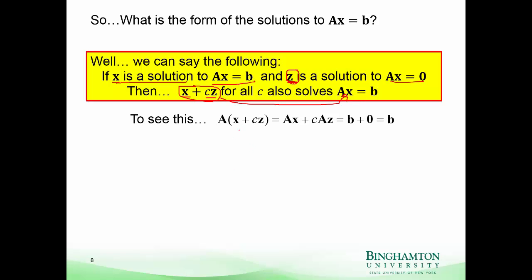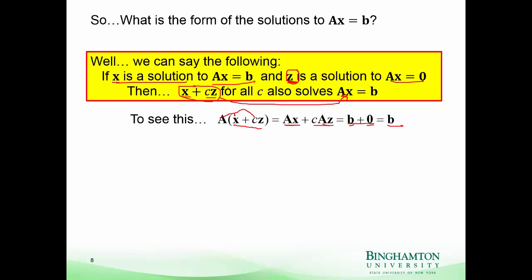Well, to check it, put it in and see if we get B out. So we put in X plus CZ. We can now pass the A through, and we can pull the C out in front of that as well. So we get A times X, and we get C times AZ. But hey, AX, we know X was a solution, so that gives us B. And AZ gave us 0, so C times 0 is 0, and B plus 0 is B.